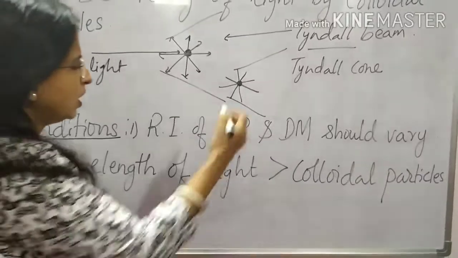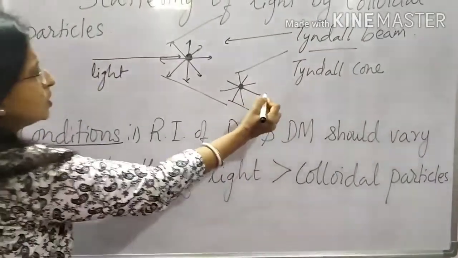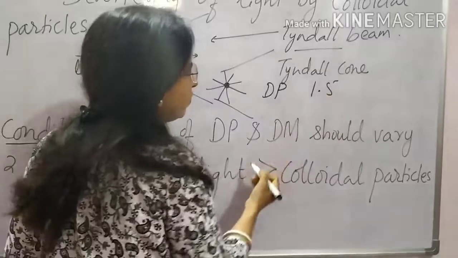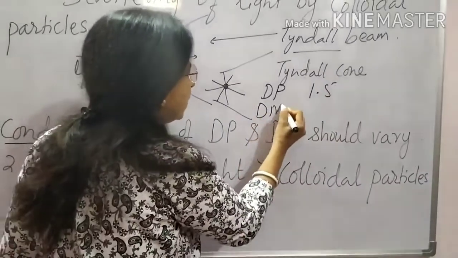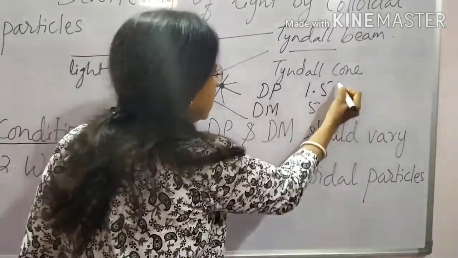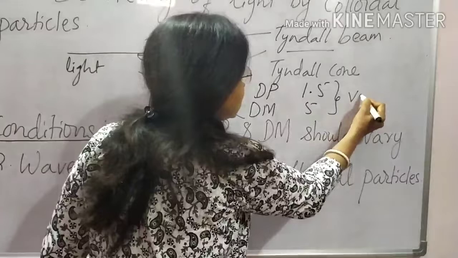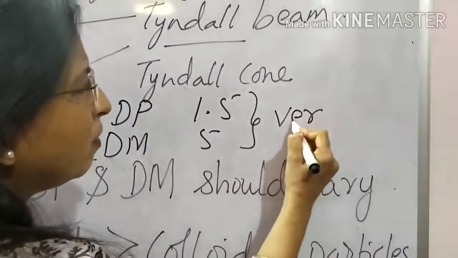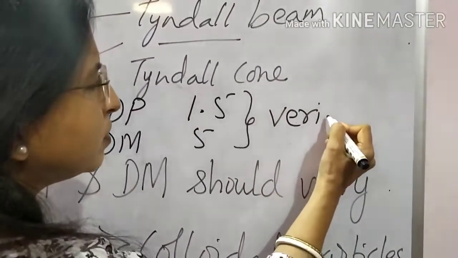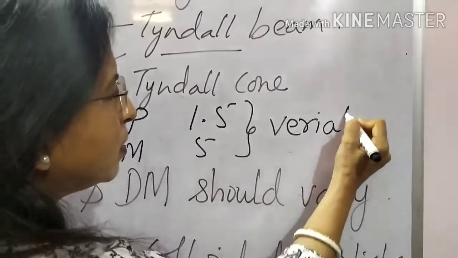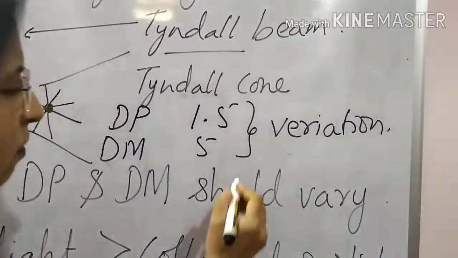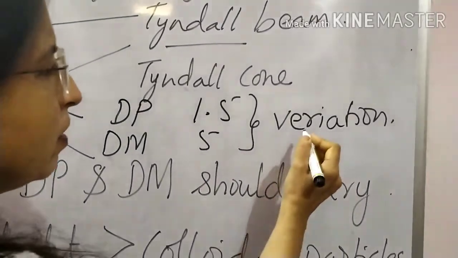Now suppose dP has a refractive index of 1.5 and dm has a refractive index of 5. Then there is a greater variation. If there is a greater variation, then only there will be the Tyndall effect.